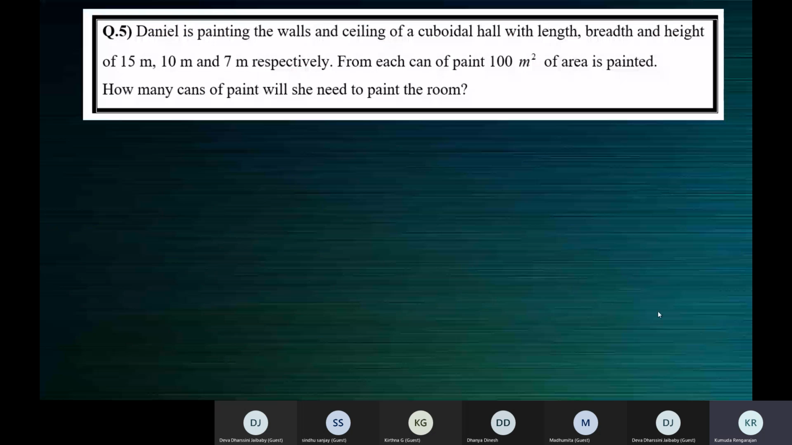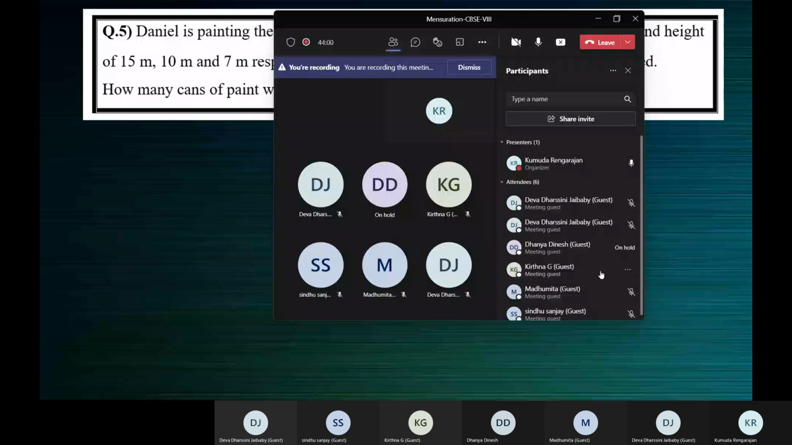Okay, let me repeat this. Tell me if it's not clear, children. All right, now see here, I'm saying, supposing the area of 4 walls is 1000 meters square, okay? The area of the ceiling, suppose the area of the ceiling is 200 meters square. What is the total area to be painted?